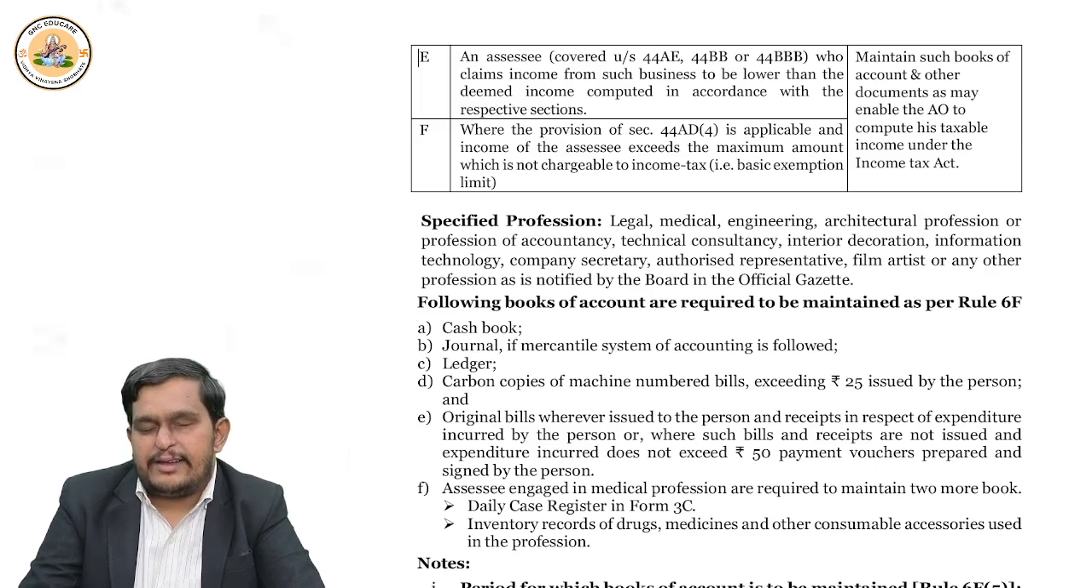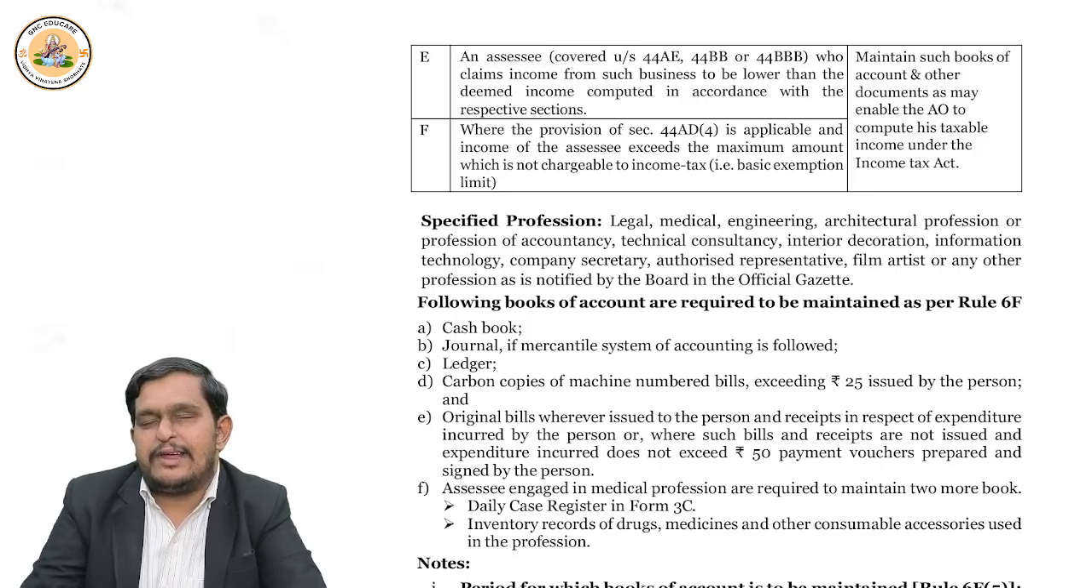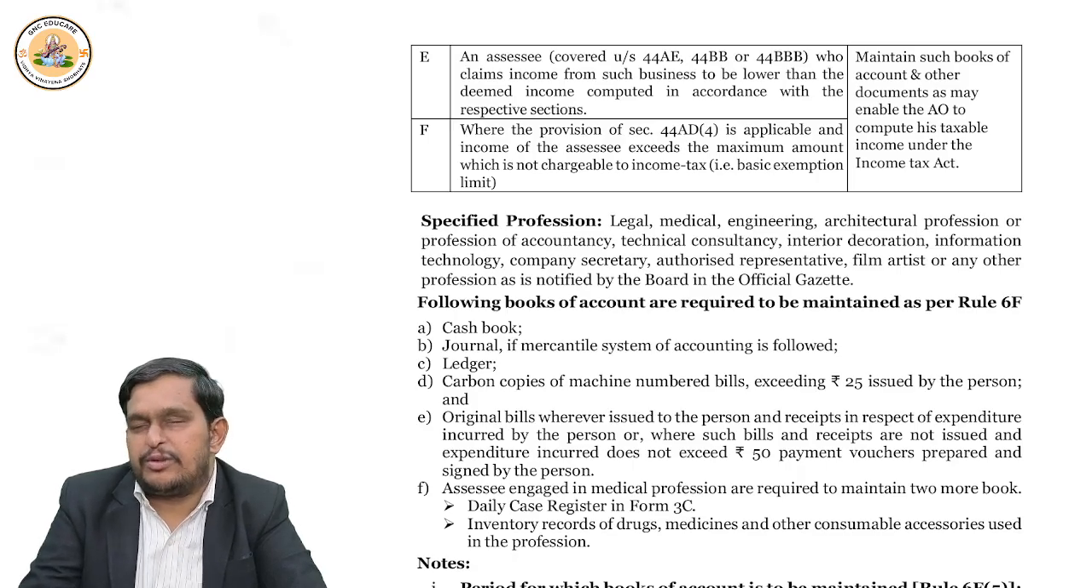They simply say that you have to maintain the books of accounts if you want to showcase that your income is exceeding particular limits. 44AD simply says that your turnover is less than 3 crores. And you are saying, no, my income is less than the given percentage. Then in that case, maintain the books of accounts.